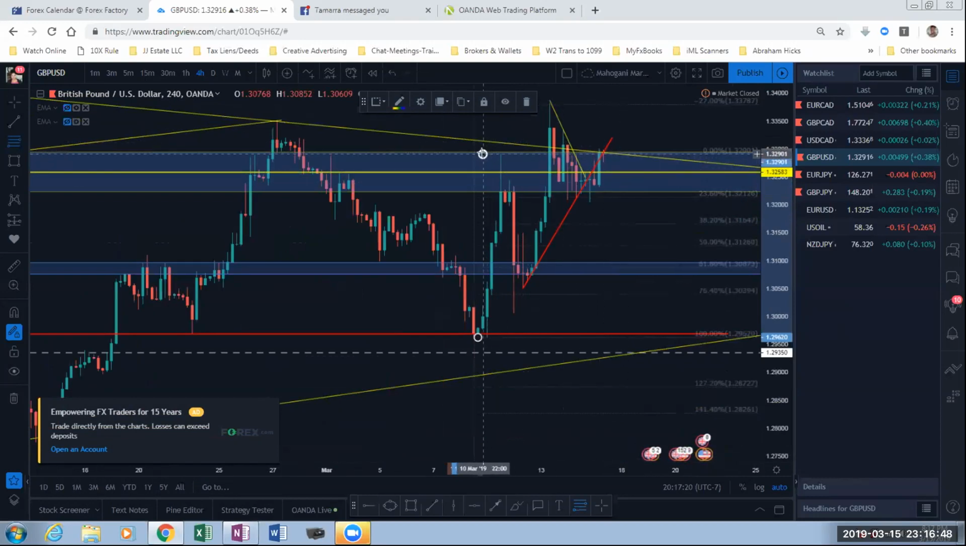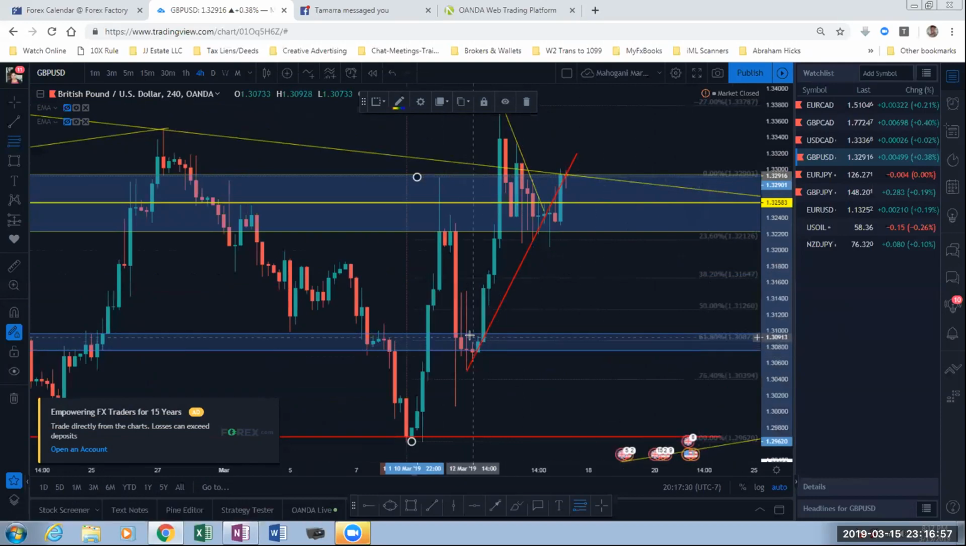So on here, when this came down, most of it came down and hit this beautiful 618, that golden ratio. But look at this little fake out wick. It came all the way down and basically did a retest.